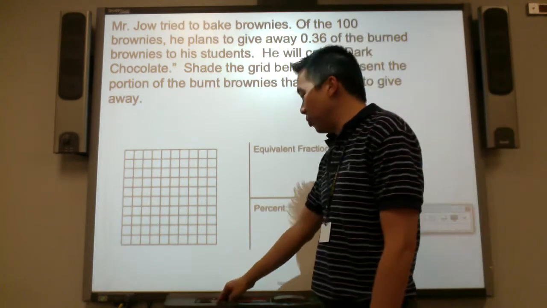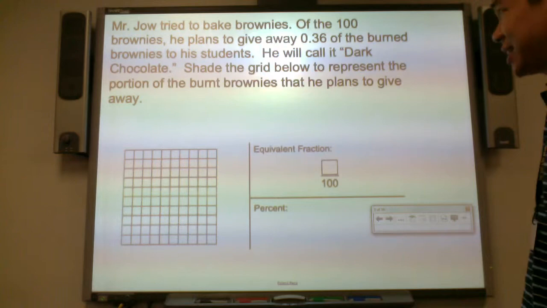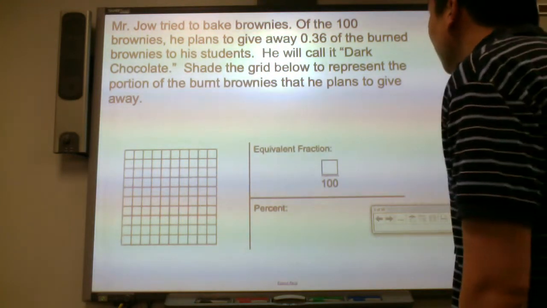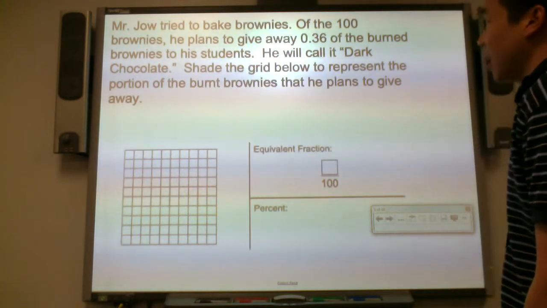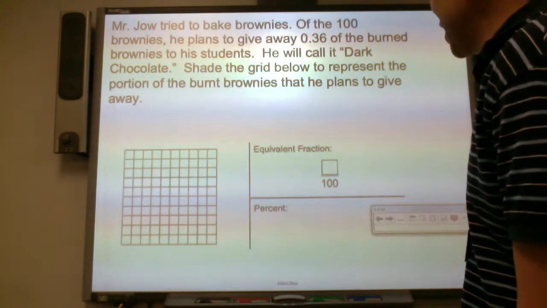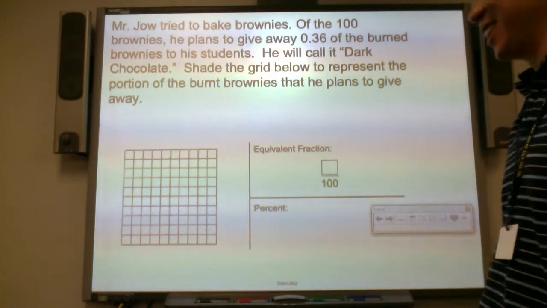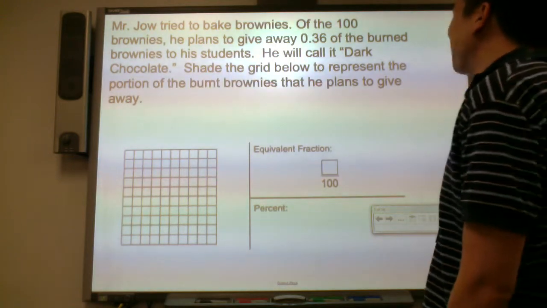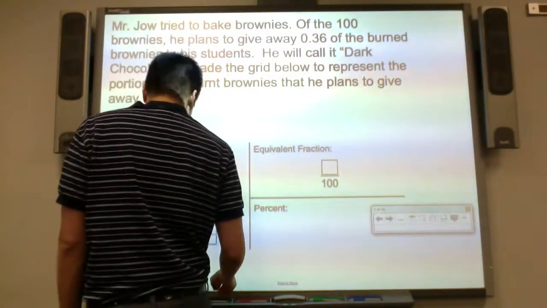However, Mr. Joe, being the nice guy he is, tried to bake brownies. Of the 100 brownies, he plans to give away 0.36 of the burned brownies to his students. He will call it dark chocolate. Shade a grid below to represent that portion of the burnt brownies that he plans to give away.